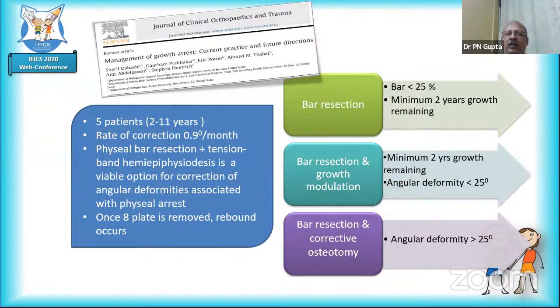You can go up to 30, but after 30, the results are not too great. One should be sure that there is a minimum of 2 years of growth remaining. Otherwise, bar resection is not a good exercise. And the angular deformity should usually be less than 20 degrees. In younger children, maybe up to about 25 degrees. If it is more than 25 degrees, then you have to use a corrective osteotomy along with it. Thank you very much, Dr. Gupta. We have one question from participants.